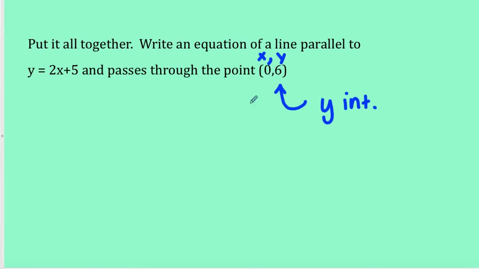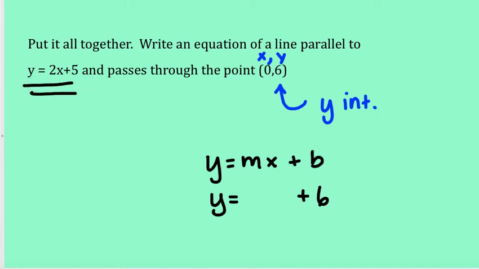All right, well, I want to write an equation with a y-intercept. Okay, a y-intercept of 6. So I'm going to use slope-intercept form. So I can plug that 6 in for b. I just need m. Well, if it's parallel to this line, I can actually borrow the slope. I'm going to borrow this guy's slope.